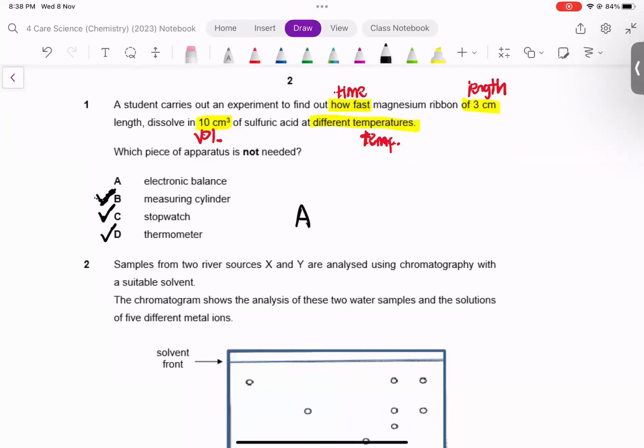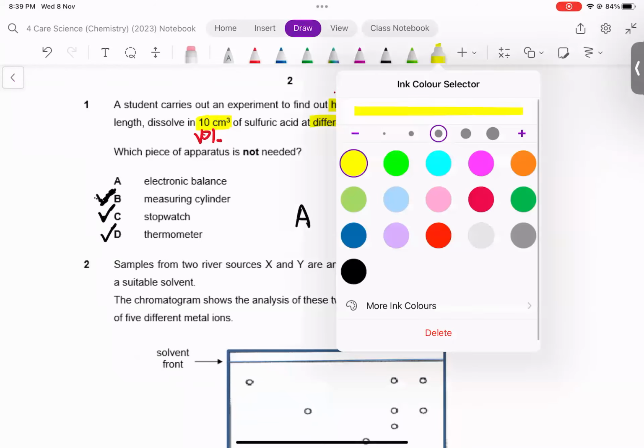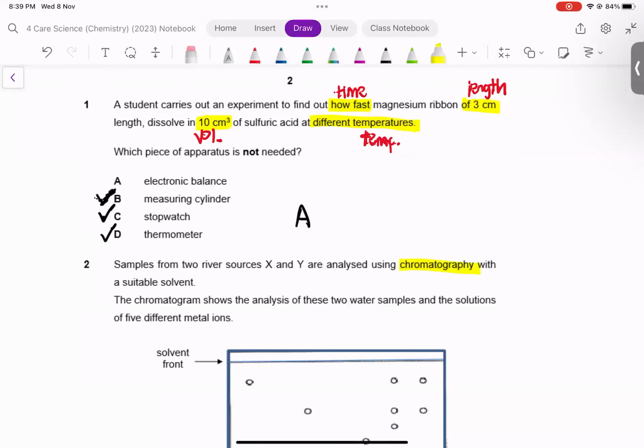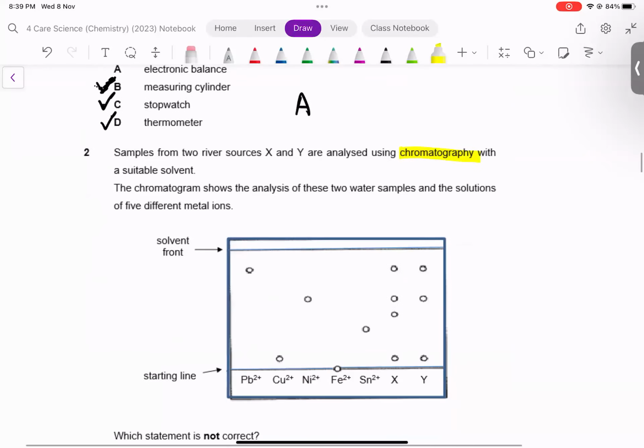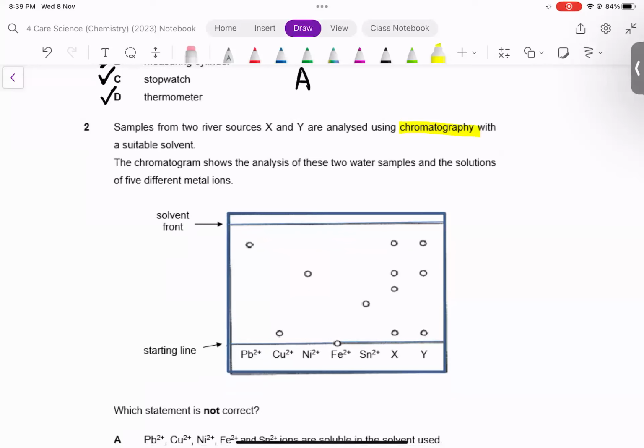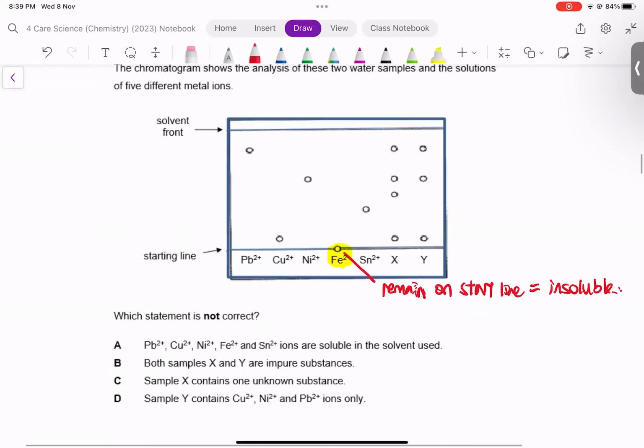Now, question number 2 is about samples from 2 river sources, X and Y. They are analyzed using chromatography with a suitable solvent. Now this is the result. The chromatogram is the result. So you look at the chromatogram, and immediately you are hit by the realization that Fe2+ remained on the starting line. If Fe2+ remained on the starting line, this means it's insoluble, right? So clearly, which statement is not correct?